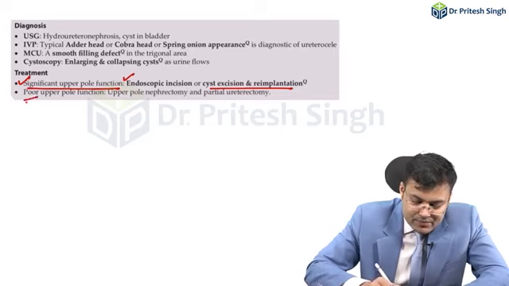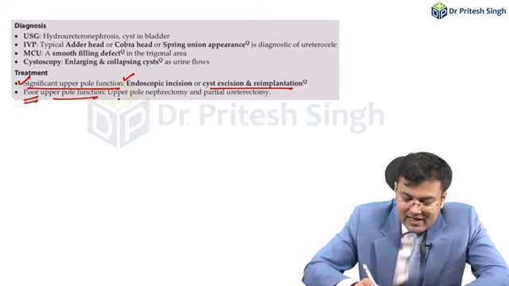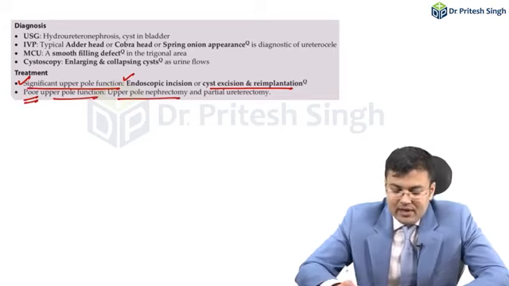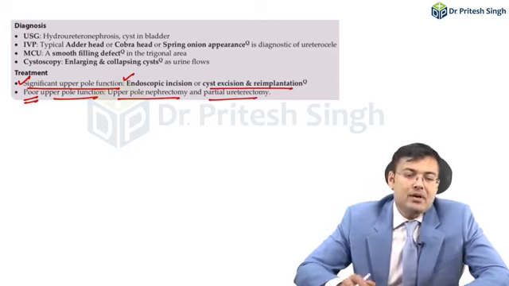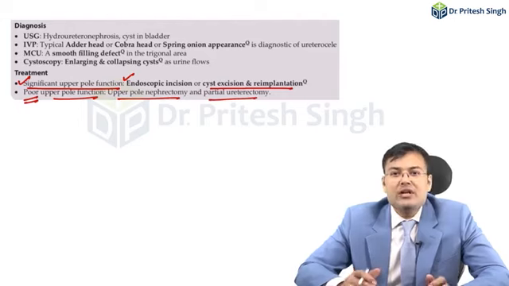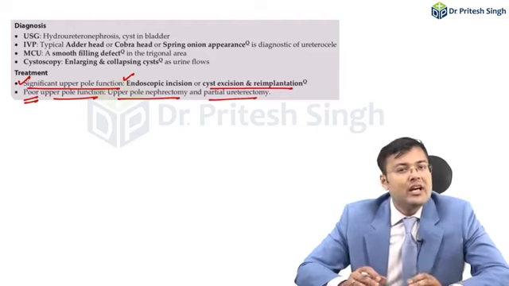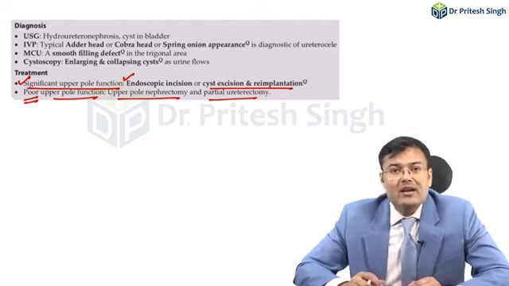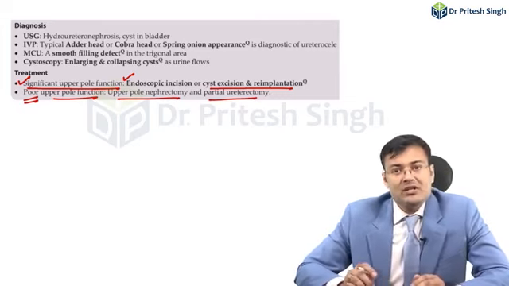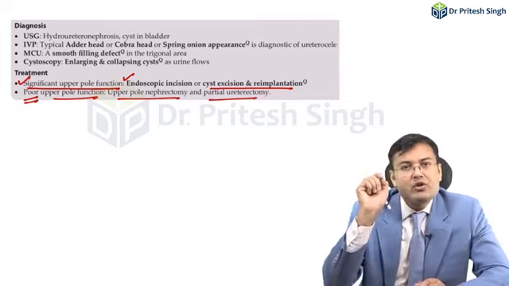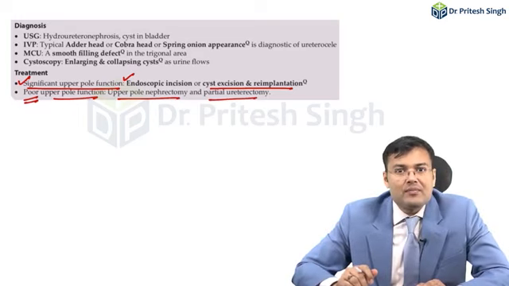Now, if there is poor upper pole function, in that case upper pole nephrectomy and partial ureterectomy is performed. Upper pole nephrectomy and partial ureterectomy is performed. But be careful, this is situation where there is duplication of ureter. If there is no duplication, preferred treatment is endoscopic incision over the cyst wall.